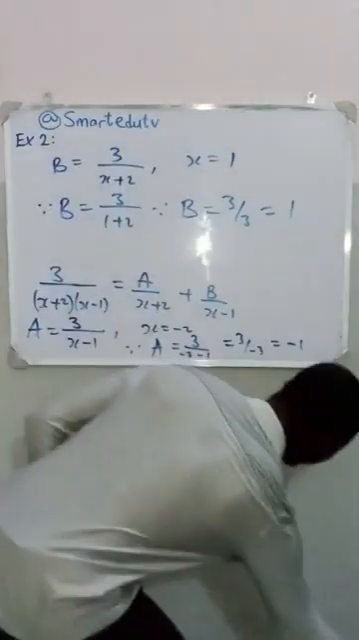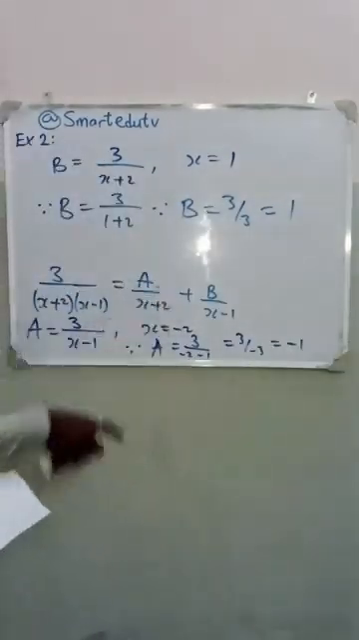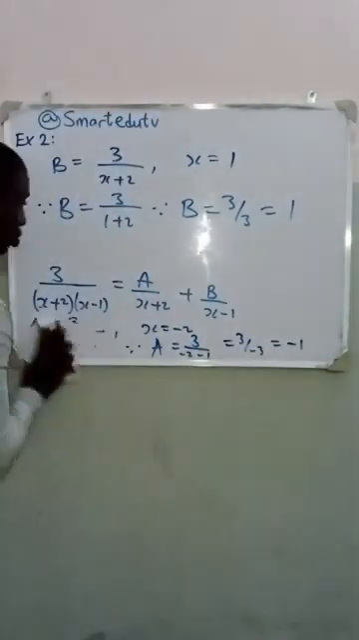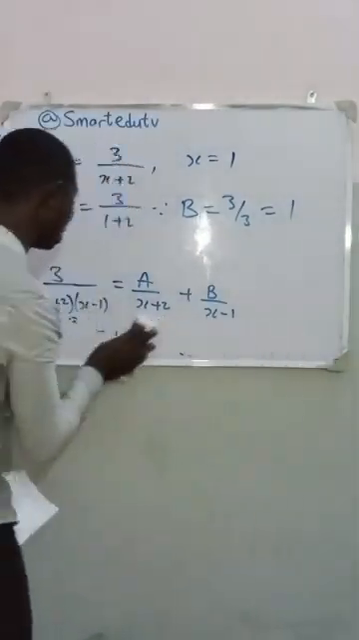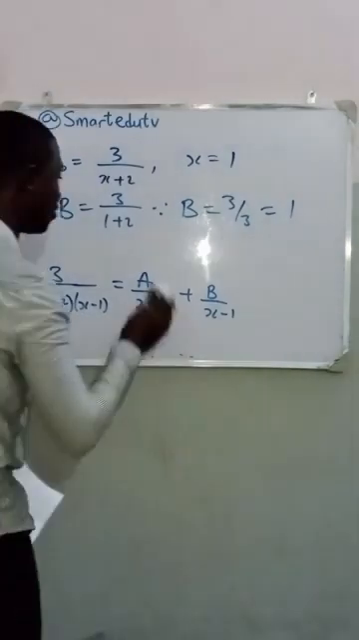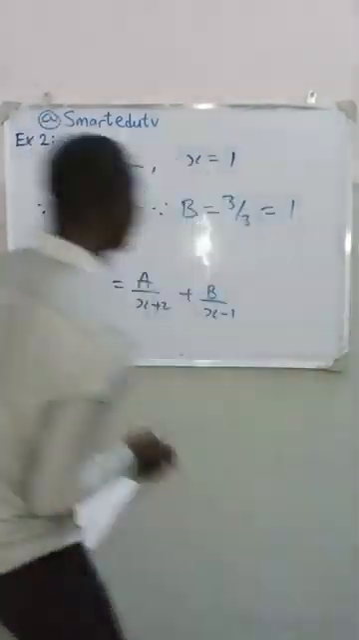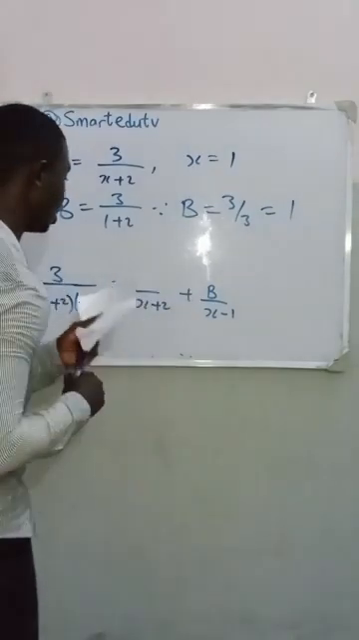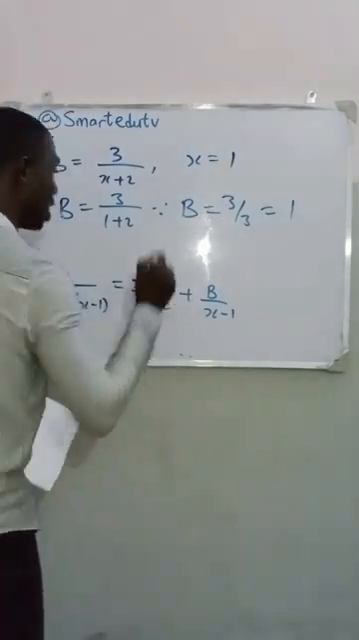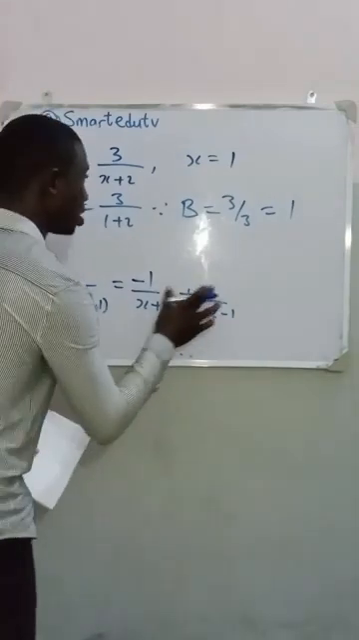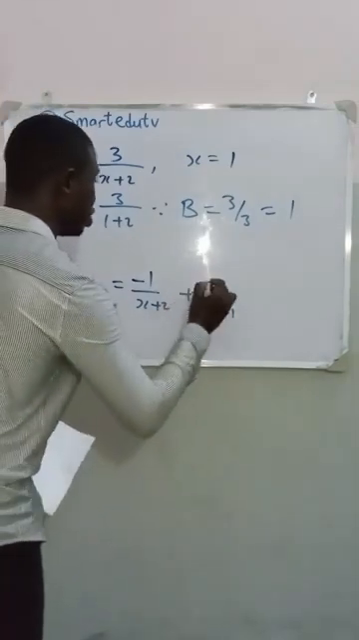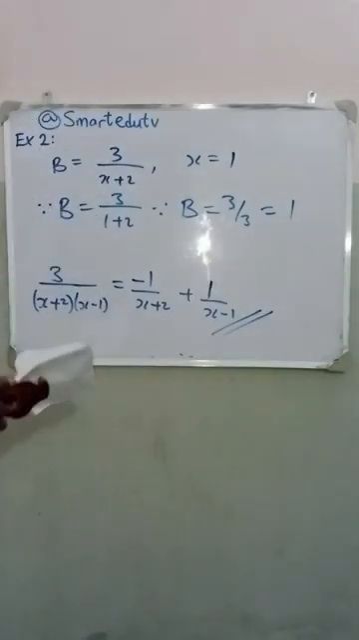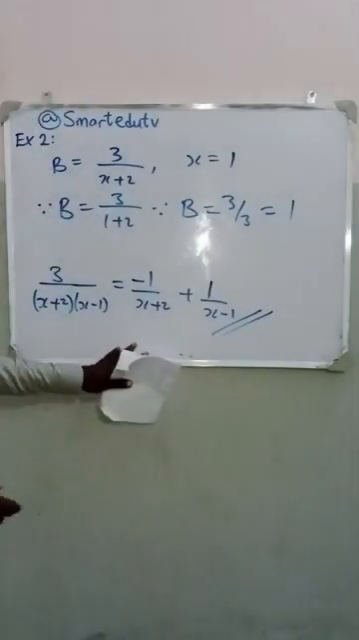Go back to the question given to you and replace the values of a and b. So the value of a is minus 1 and the value of b is positive 1. This is the final result of that partial fraction decomposition, and the rest is history.